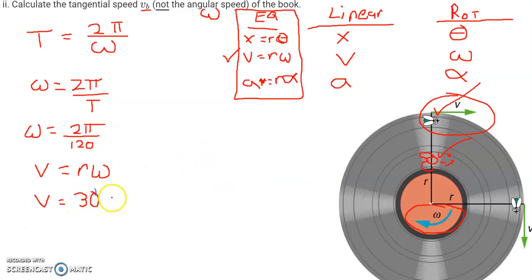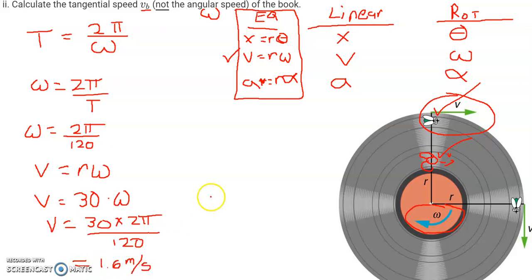So that means 30 times omega is the velocity. So that means v equals 30 times 2 pi over 120. And eventually that came out to 1.6 meters per second.